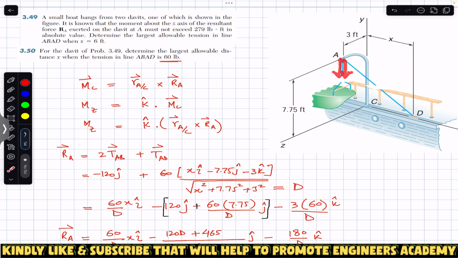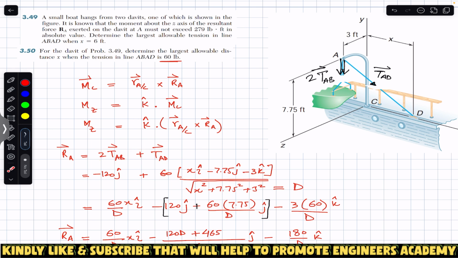Let's say these two forces are TAB. So here we have two forces acting vertically downward, and these are TAB, so this is 2 TAB, and these are vectors. And similarly from A to D, we will have TAD, the tension in the rope. So the resultant force at A will be equal to the vector sum of 2 TAB plus TAD.